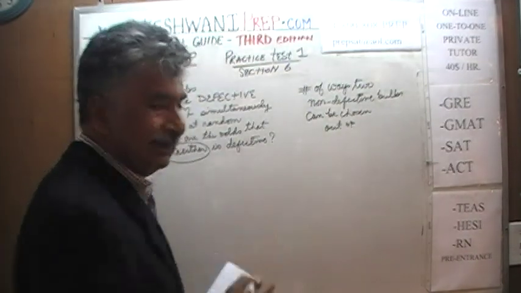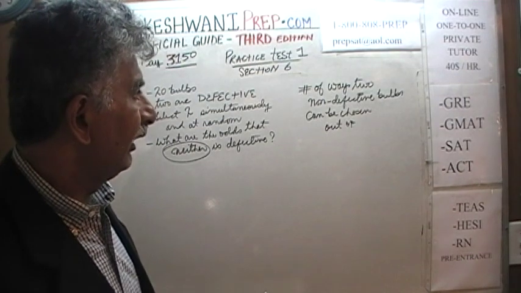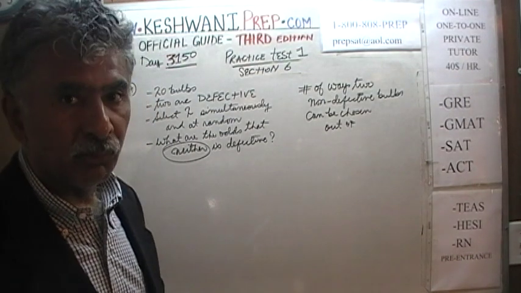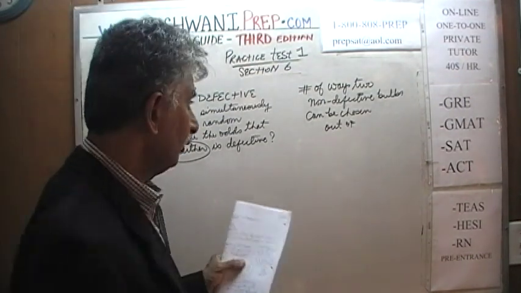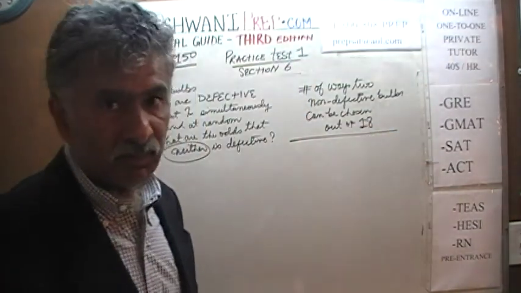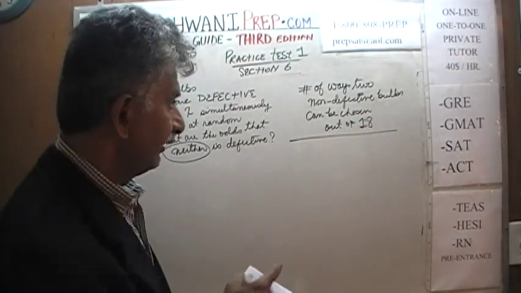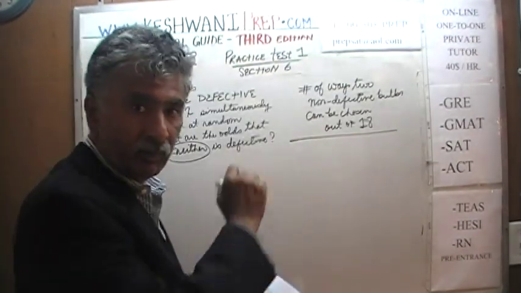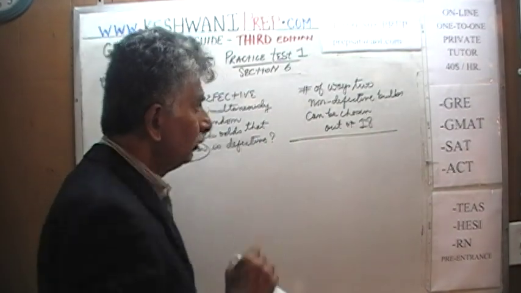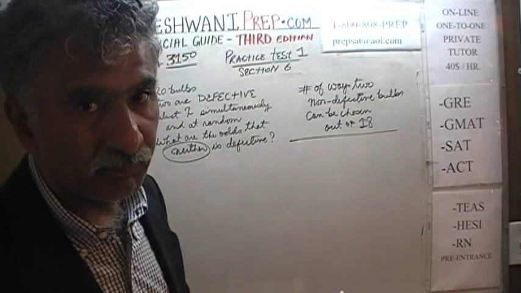The comparable concept on the top here is, how many different ways can two non-defective bulbs be chosen out of 18? Because that's how many non-defective bulbs there are in the box. Two of them are defective. So that's the numerator. Just like there were seven boys, the seven would have gone on the top. How many different ways can we pick two non-defective bulbs out of 18?